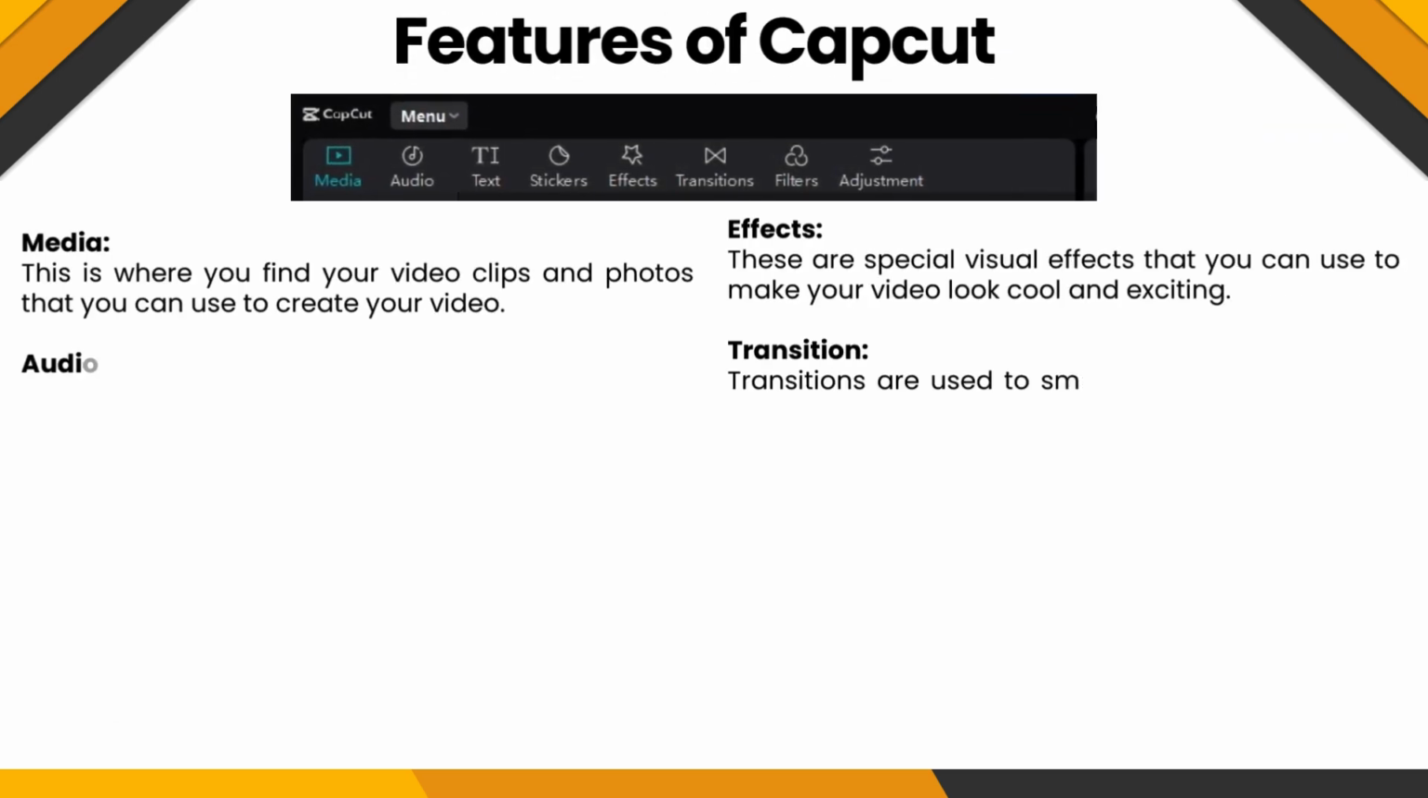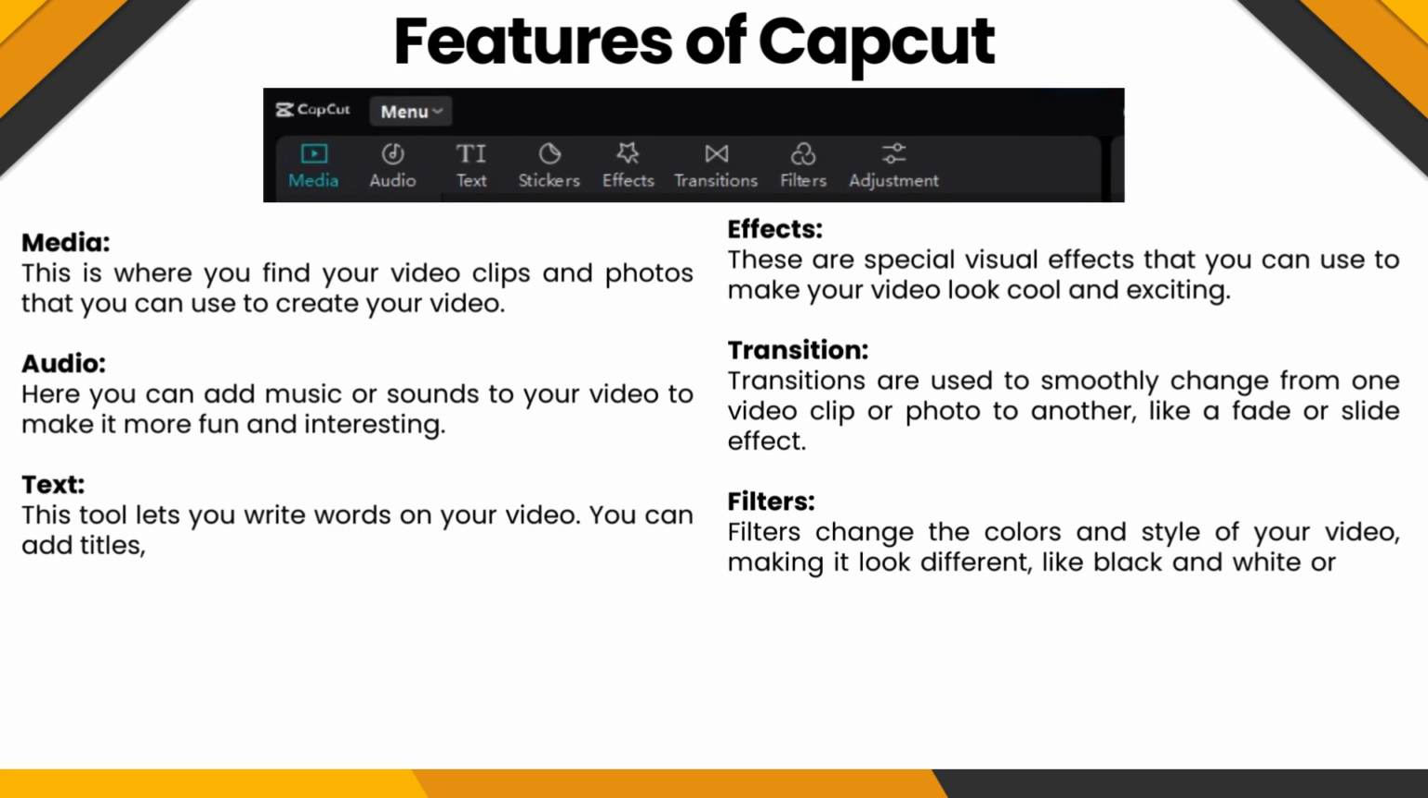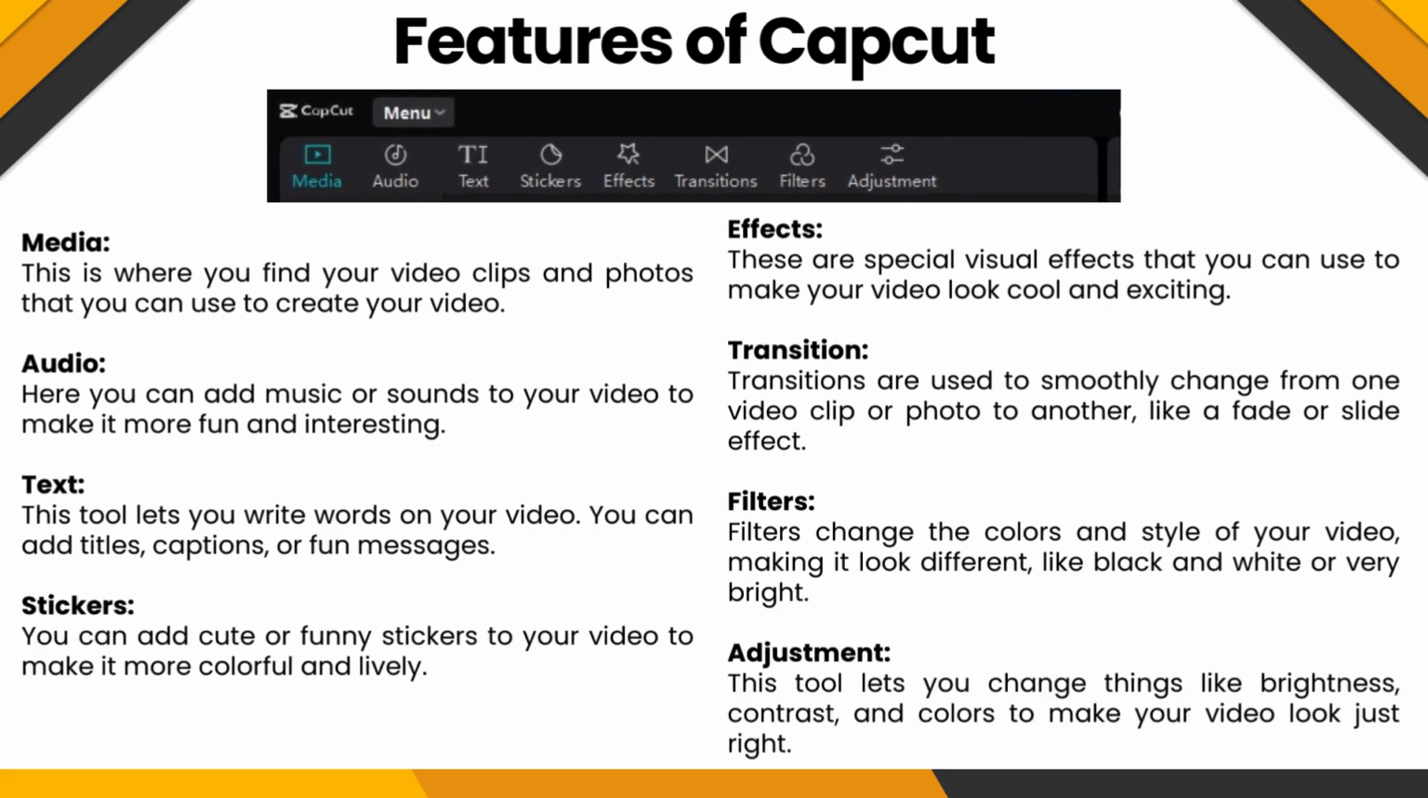Features of CapCut. Media. This is where you find your video clips and photos that you can use to create your video. Audio. Here you can add music or sounds to your video to make it more fun and interesting. Text. This tool lets you write words on your video. You can add titles, captions, or fun messages. Stickers. You can add cute or funny stickers to your video to make it more colorful and lively. Effects. These are special visual effects that you can use to make your video look cool and exciting.